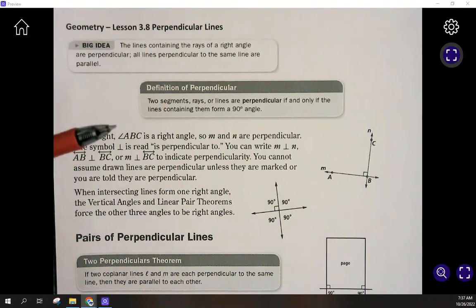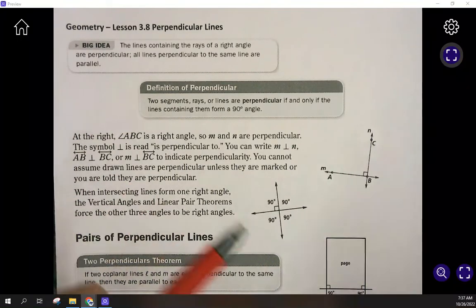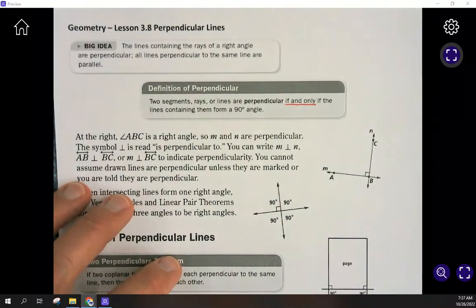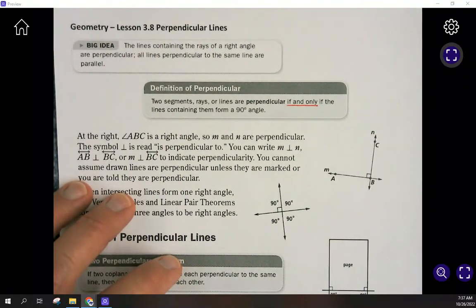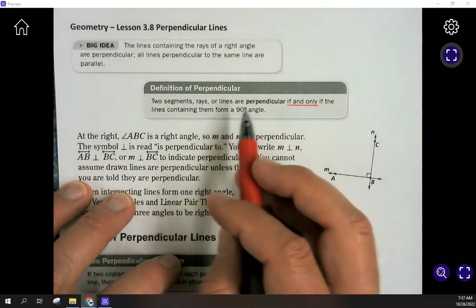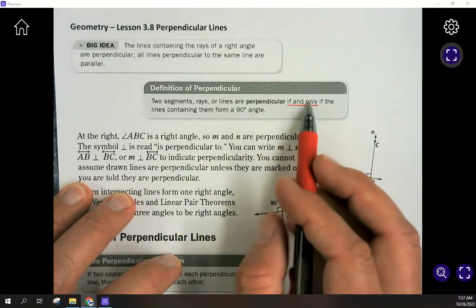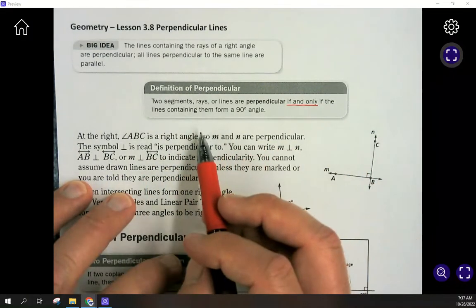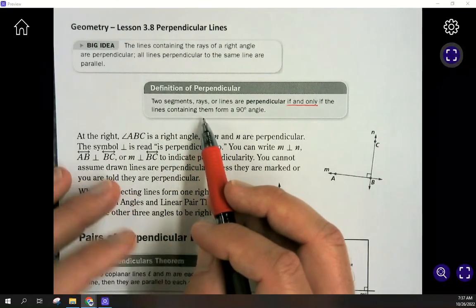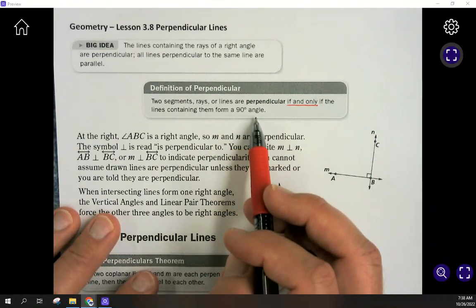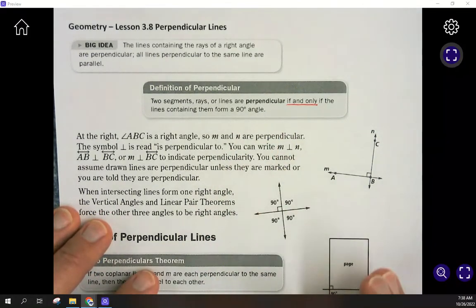So the definition of perpendicular says two segments, rays, or lines are perpendicular if and only if, so we've got a biconditional here, if the lines containing them form a 90-degree angle. Remember, a biconditional can be read both ways. So if the lines containing any two rays, segments, or lines form a 90-degree angle, then they are perpendicular. You can read it either way.